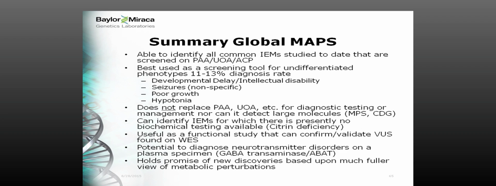The ability to diagnose neurotransmitter disorders on a plasma sample. Most of the time for neurotransmitter disorders like GABA transaminase or ABAT deficiency, you really need a CSF sample to make that diagnosis. And we've been able to see abnormal metabolites even in plasma of those individuals.